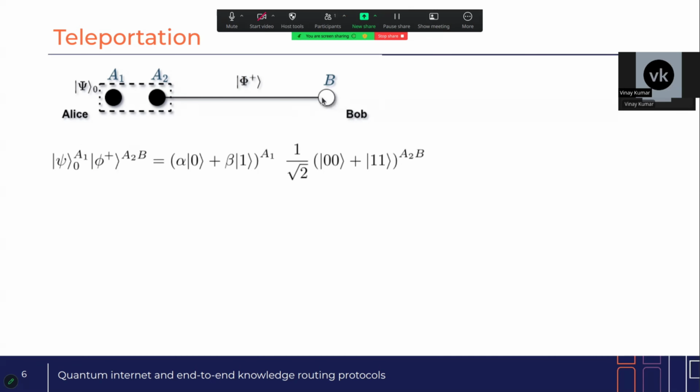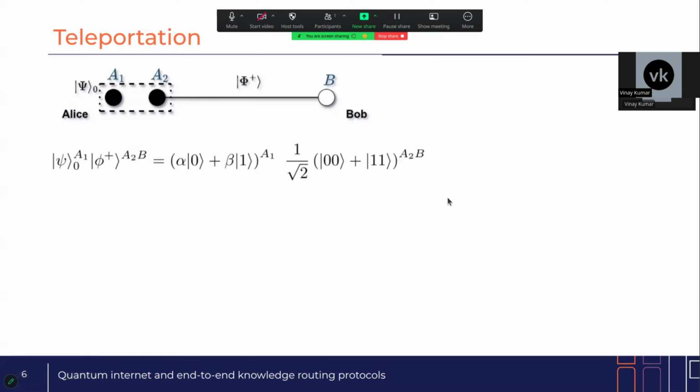Initially, there is an entangled EPR pair which is established between Alice and Bob. So there is already an entanglement between Alice's qubit A2 and Bob's qubit B. Then there is a quantum state which is prepared on qubit A1 on the Alice end. And the task is to teleport this qubit to Bob's qubit.